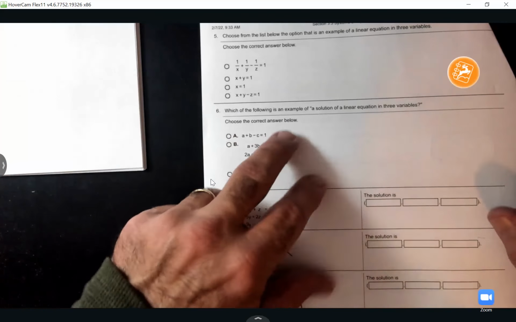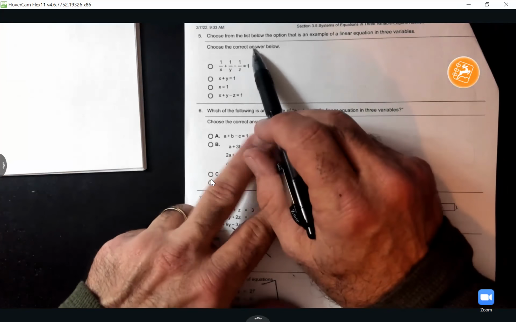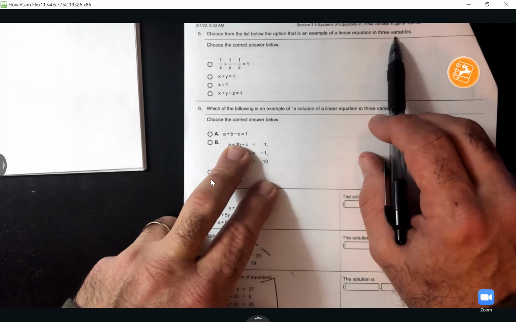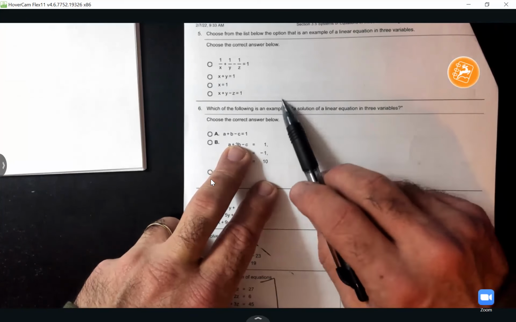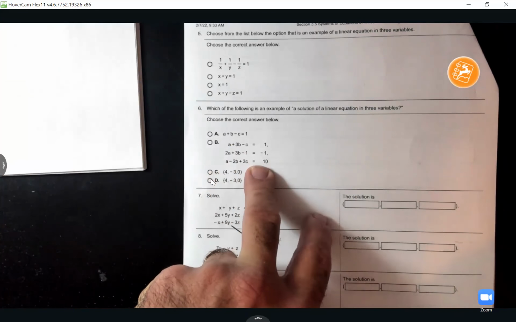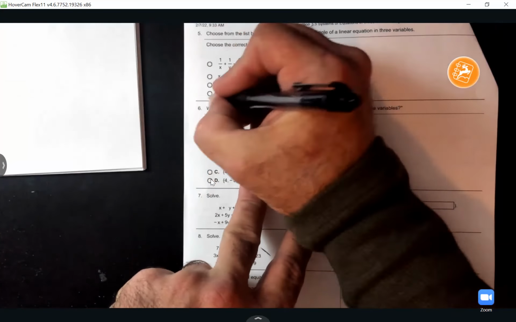All right, so here's the little questions I was talking about. Which one's an example of a linear equation in 3 variables? A, B, C, or D? You said a linear equation, isn't that going to be D? It's going to be D.